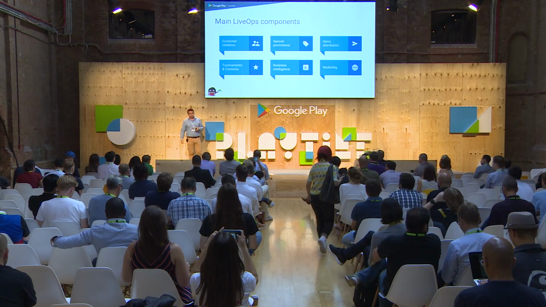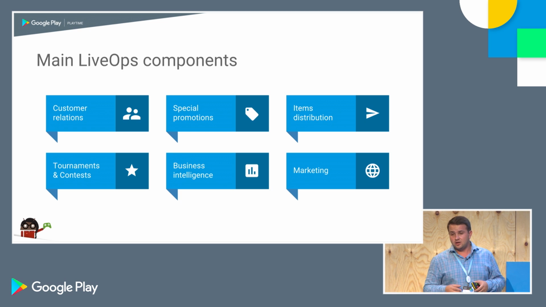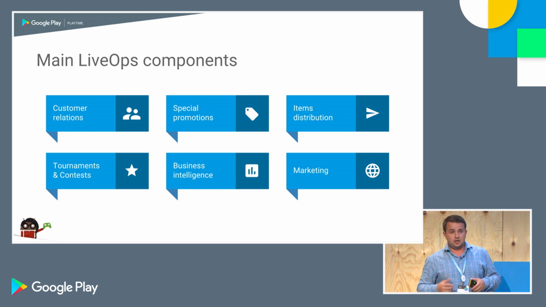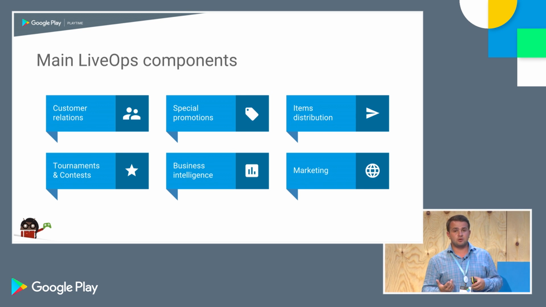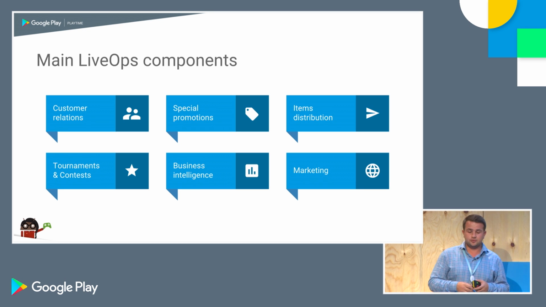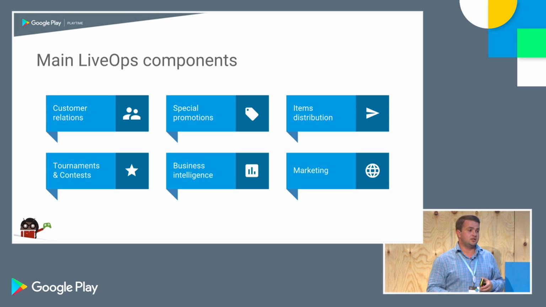So what are the main components of live operations? When we're talking live operations, we're talking about customer relations. Customer relations includes news posting, interaction on forums, interaction on social networks. Previously, we had some great examples. It also includes sales and promotions, bundles, rare items, activation or distribution, contests and tournaments, business intelligence.